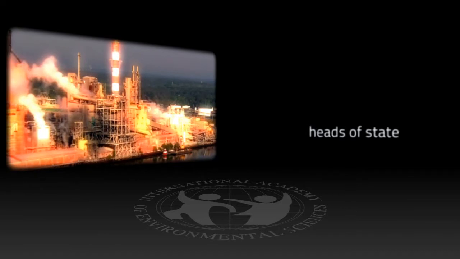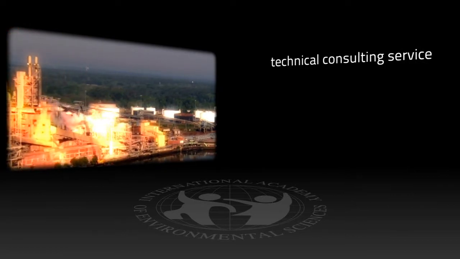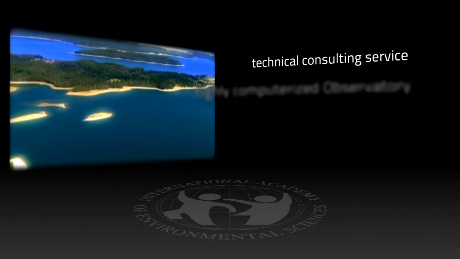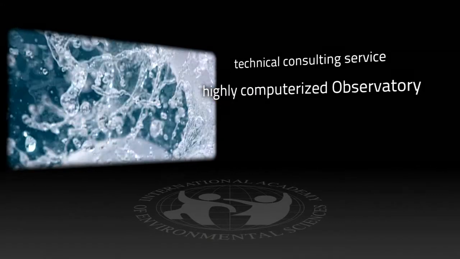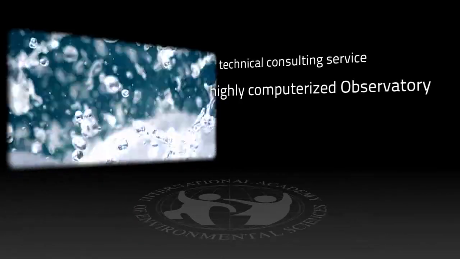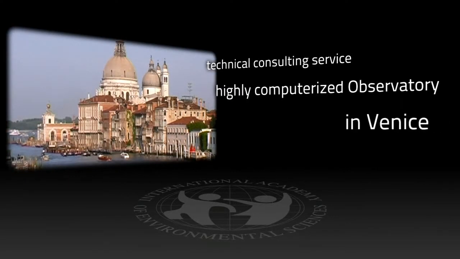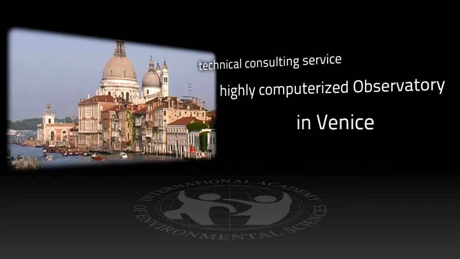An essential factor for the success of the criminal court is the development of a technical consulting service to support the activities of the court itself. And that's why the Academy is creating a highly computerized observatory to collect historical, legal and scientific data from past environmental disasters around the world. The observatory's headquarters is located in Venice, a city whose very nature illustrates the delicate balance between man and nature.